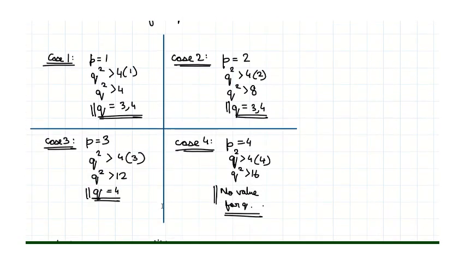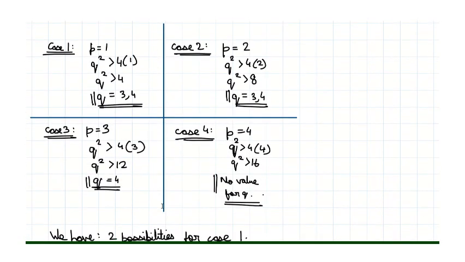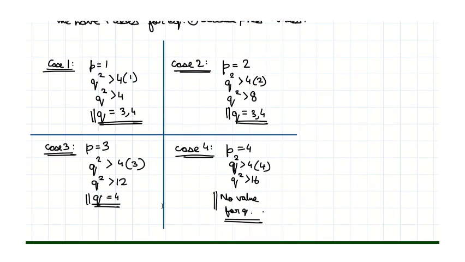Thus we have 4 cases for q square greater than 4p because p and q both have 4 values each. If p equal to 1, q square is greater than 4, or q equal to 3 and 4. If p equal to 2, q square is greater than 8, again q is 3 or 4. If p equal to 3, q square is greater than 12, or q equal to only 4. And in the fourth case, when p equal to 4, q has no value.